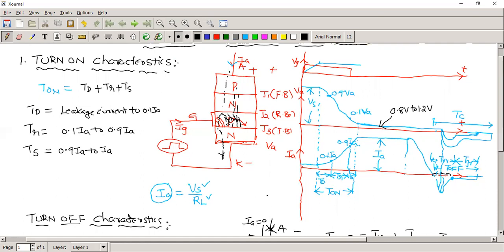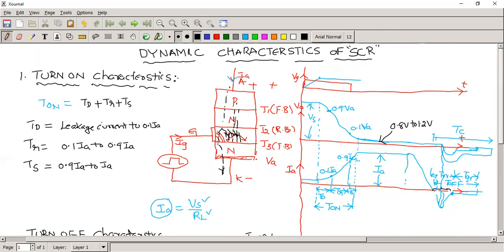Here we define one more important parameter, that is circuit turn off time. Circuit turn off time is the time interval between the anode current being zero and the end of the reverse voltage. So with this, the dynamic characteristics of the SCR are completed.